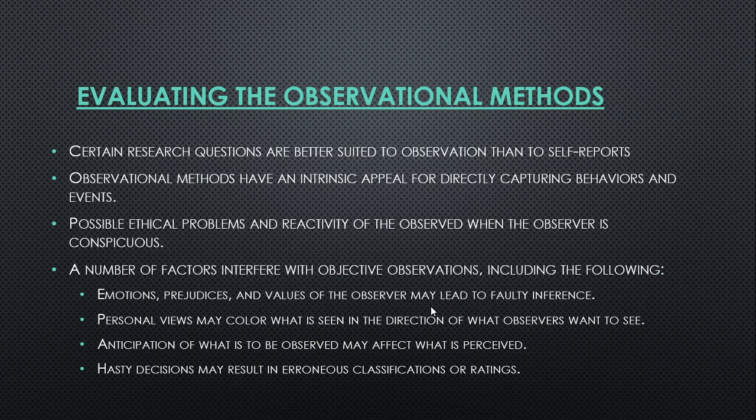Okay, a number of factors interfere with objective observations, including the following. For example, emotions, prejudices, and values of the observer may lead to faulty inference. People's views may color what is seen in the direction of what the observer wants to see. Anticipation of what is to be observed may affect what is perceived. Hasty decisions may result in erroneous classifications or ratings.